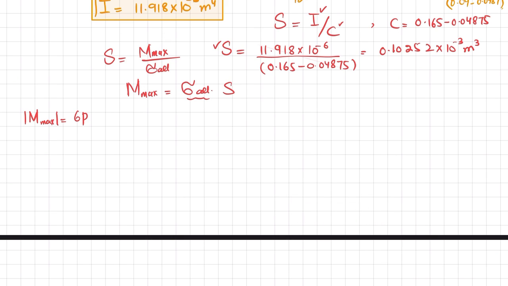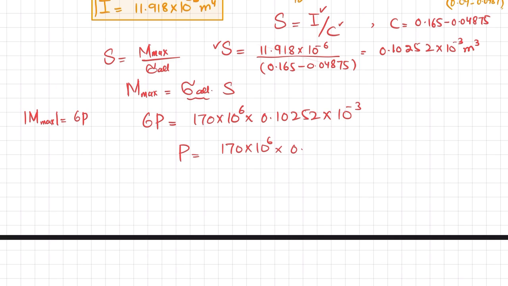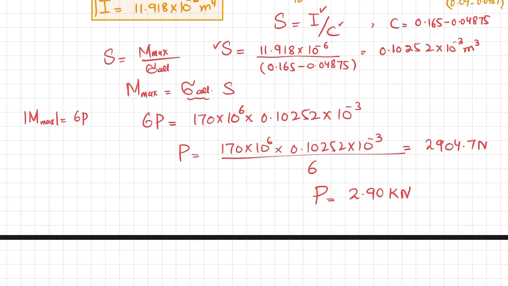So you can just put the value, 6P is equal to 170 megapascal. So 170 into 10 raised to power 6, and S is 0.10252 into 10 raised to power minus 3. Clear? So from here you will get P is equal to 170 into 10 raised to power 6 multiplied by 0.10252 into 10 raised to power minus 3 divided by 6. So you will get the value of P comes out to be 2904.7 Newton, or P is equal to 2.90 kilo Newton.